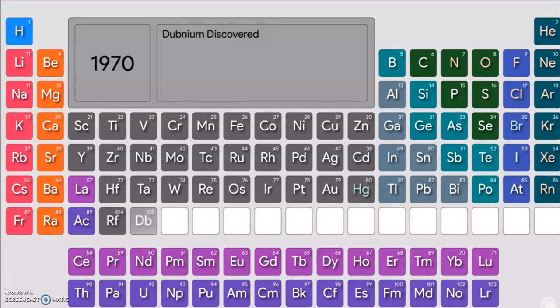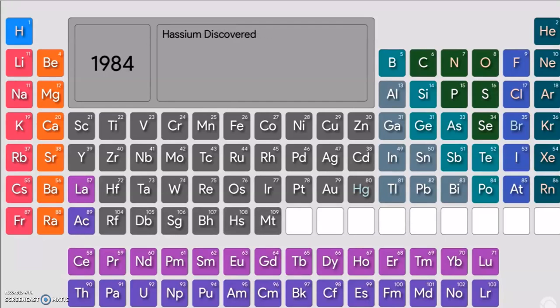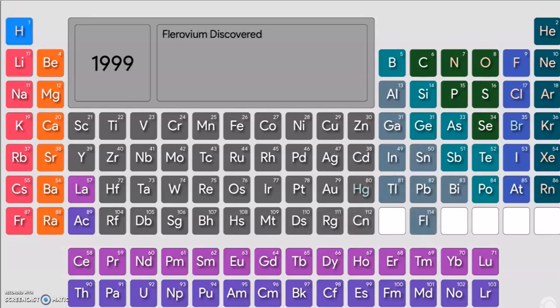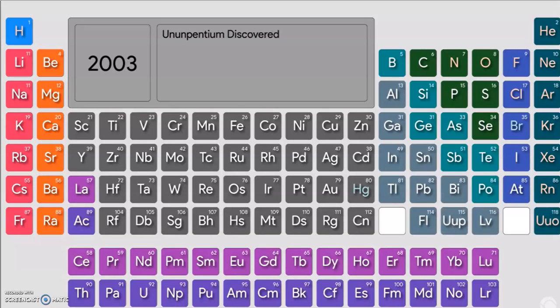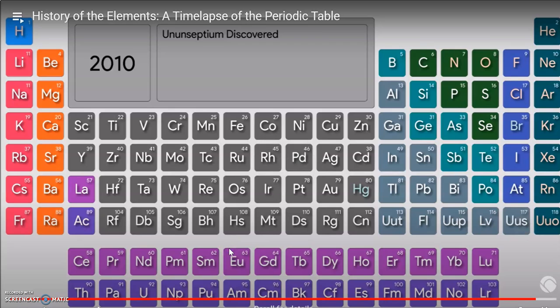So you can see that very bottom row were the most recent to be discovered. These are all synthetic, made in a lab, not found in nature. They're all radioactive. They're all very short half-lives. You don't really want to be around them. Okay, so last one was 2010, but I believe these guys were just named more recently. So you may have heard about them being named recently.